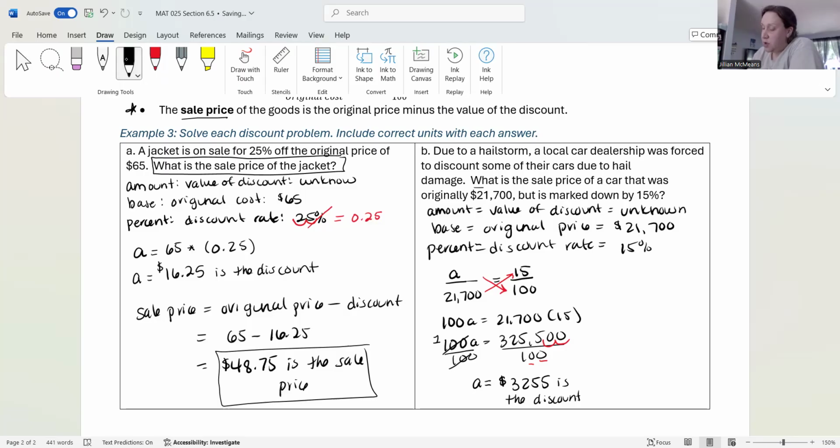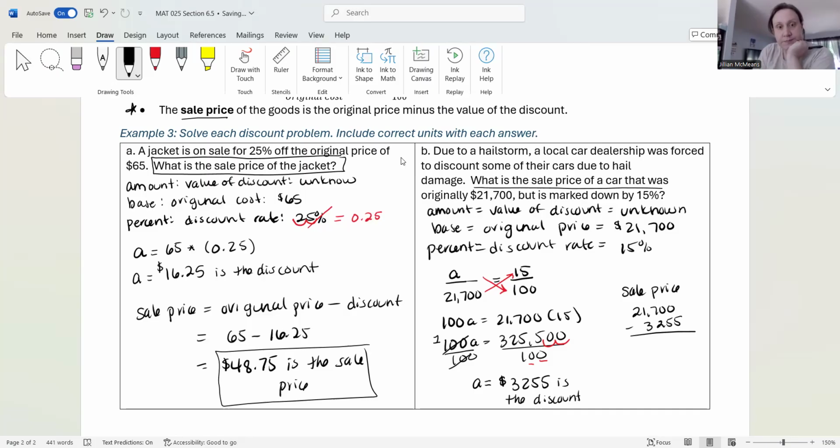But make sure you answer the question that is asked. The question wants to know, what is the sale price of the car after it's discounted? So for us, the sale price is going to equal the original price minus the discount. So we can go to the calculator for that. So we have 21,700 minus 3,255.